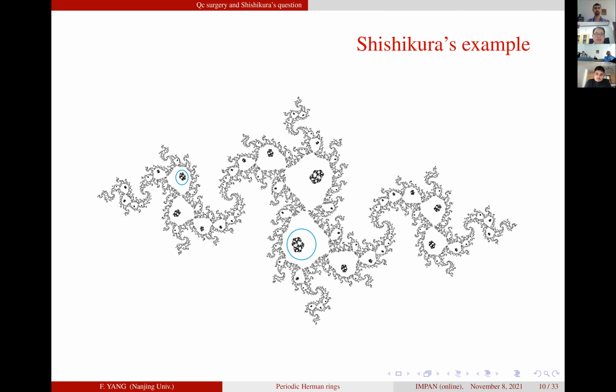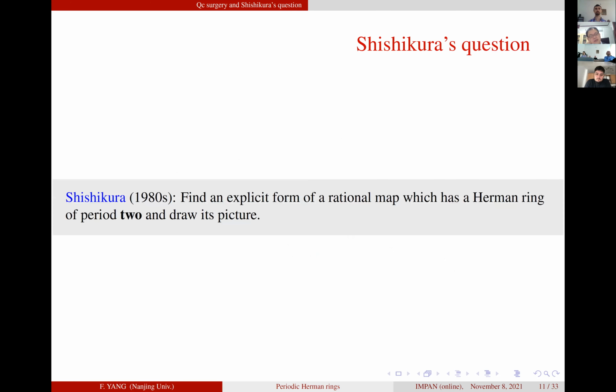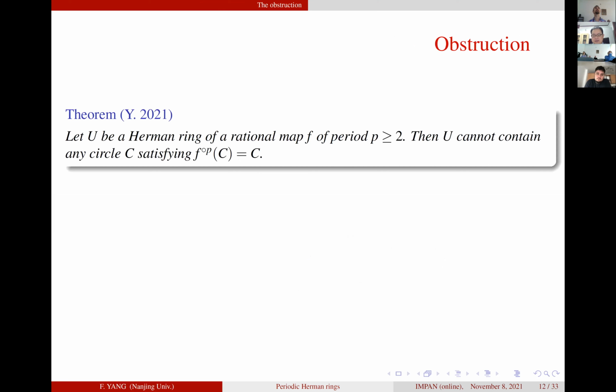and then he was not satisfied with these examples. So he actually raised the following question: please find an explicit form of a rational map which has a Herman ring of period 2 and draw its picture. And we can see why this question is not easy.